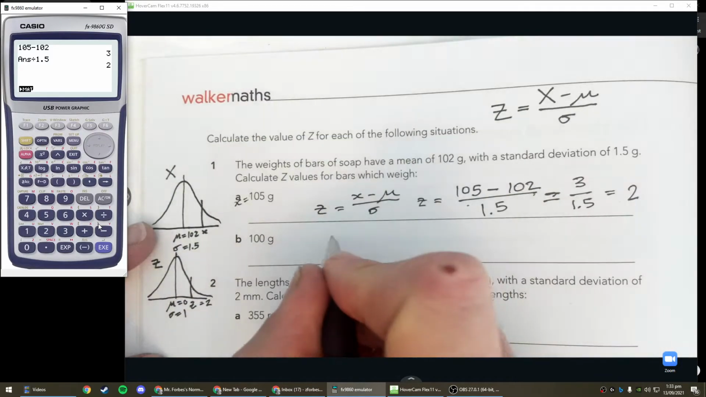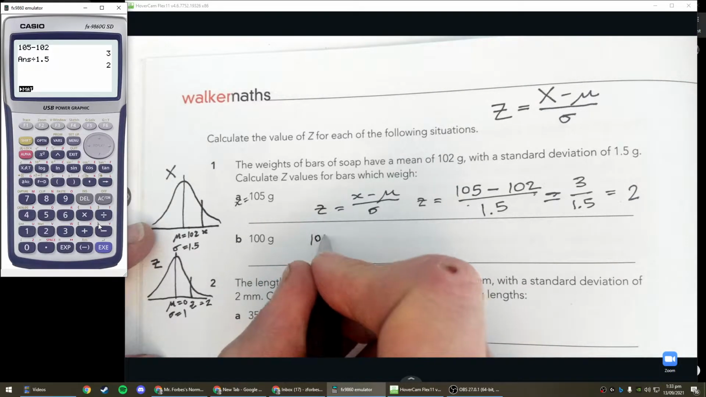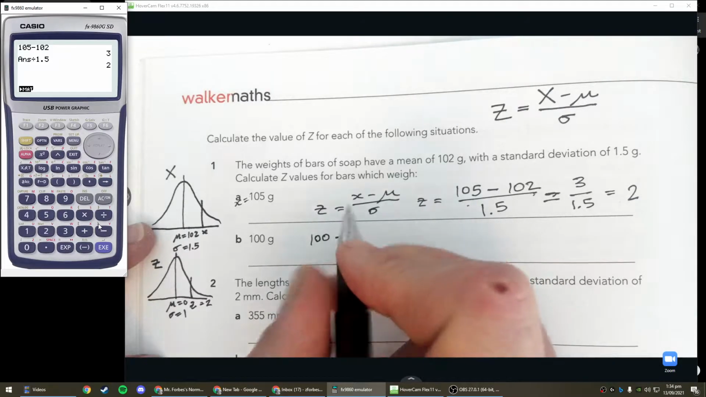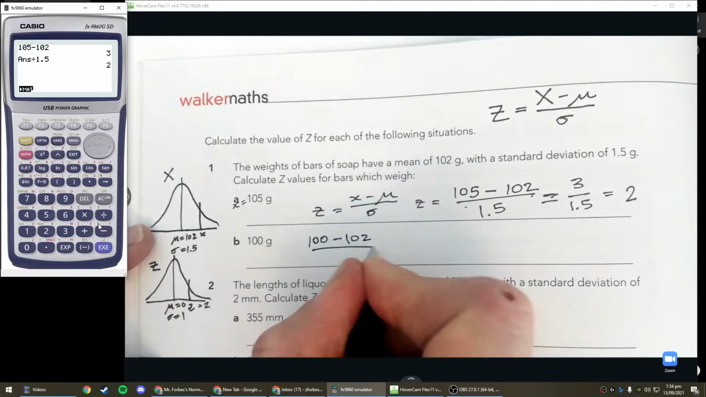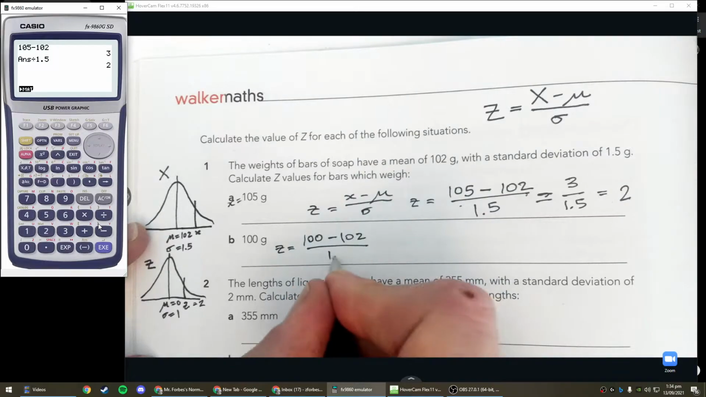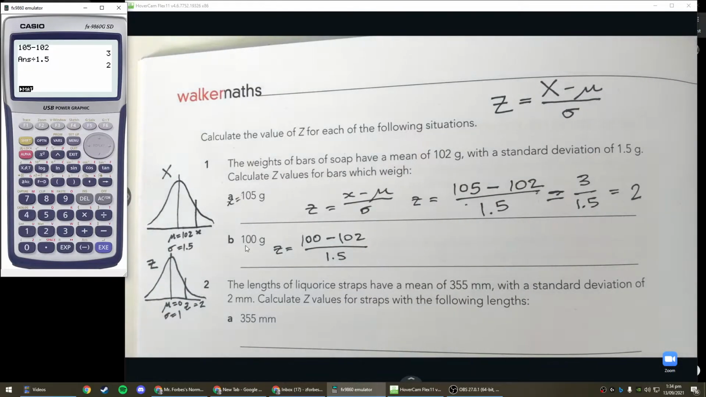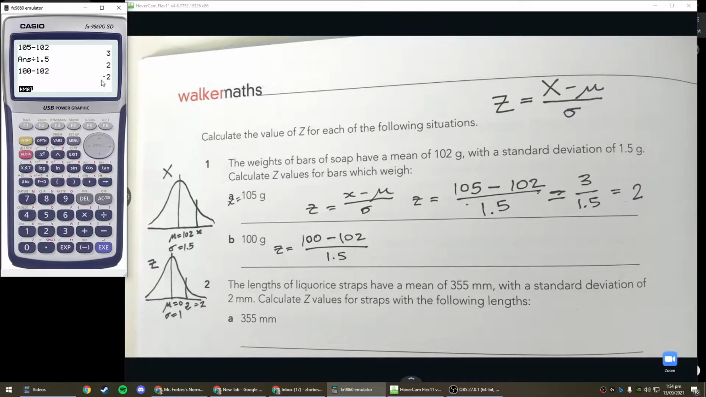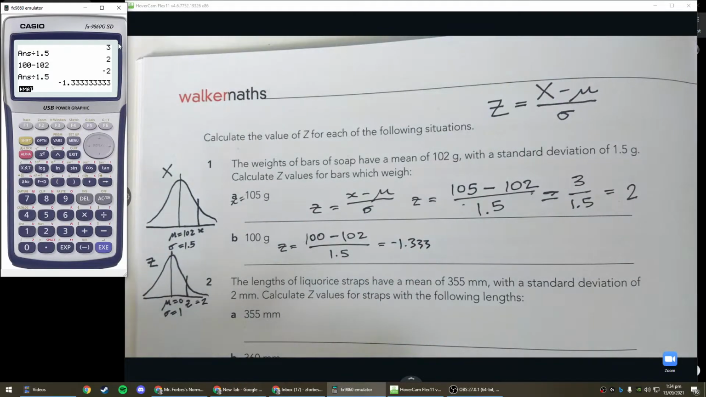Okay, let's do 100 grams. We'll skip writing out the formula this time. I'm just going to write the x value is 100 minus the mean, which is 102, over, I might put a little z here, the standard deviation 1.5. So this time 100 minus 102, actually let's just go straight into the calculator. 100 minus 102 gets us negative 2, and then we're dividing that by 1.5. So it's negative 1.3 recurring, equals negative 1.333. Just going to round that off at 3 dp.